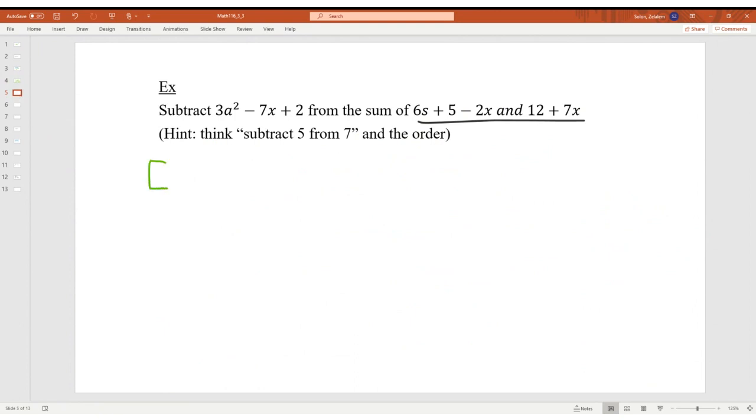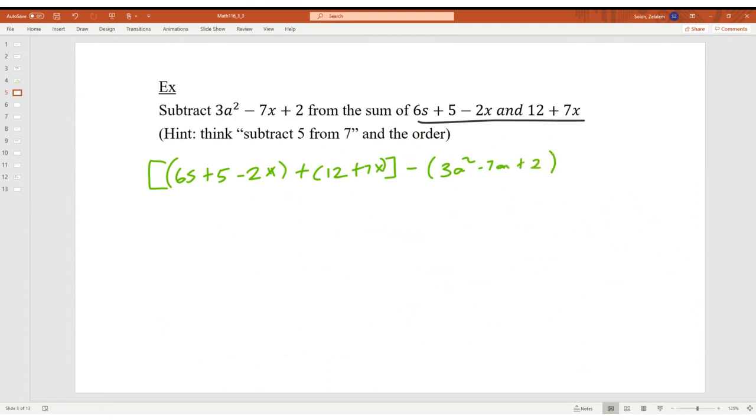First, the sum of these two, 6s plus 5 minus 2x. Plus, sum means addition, 12 plus 7x. Now, the first expression is subtracted from this: 3a squared minus 7x plus 2.